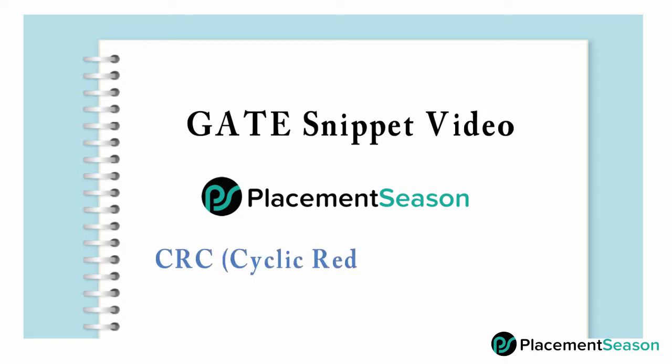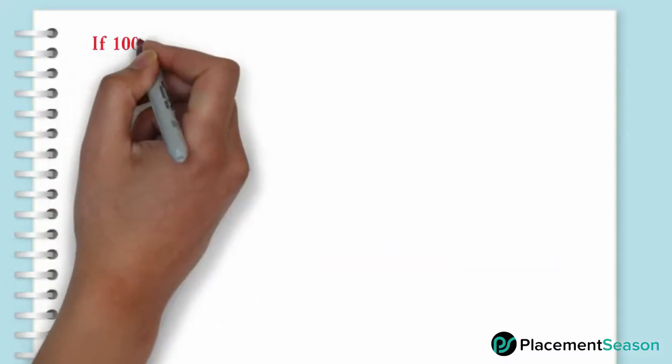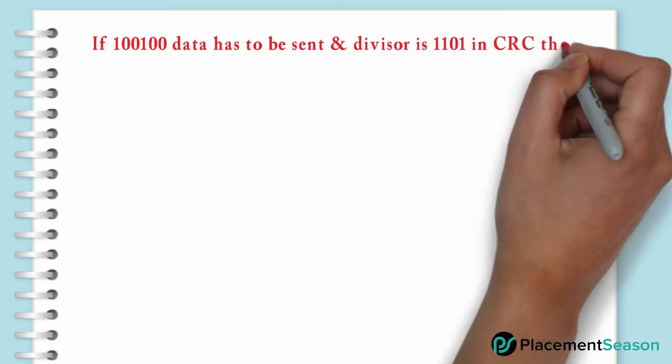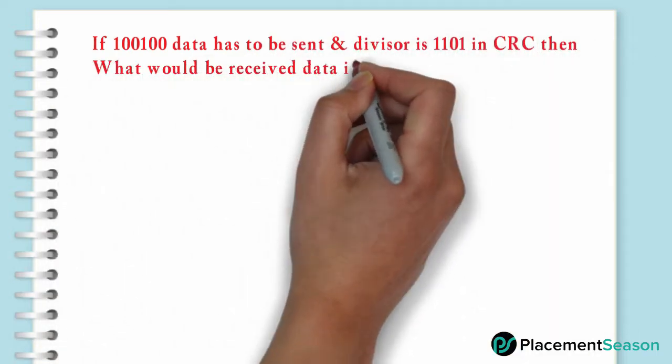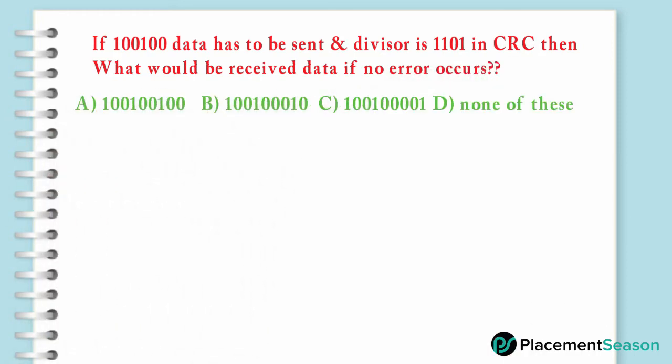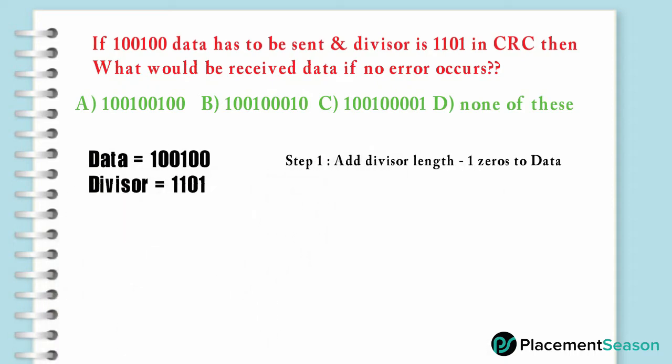Today we will solve a problem on CRC. The question will be like: if 100100 data has to be sent, and the divisor is 1101 in CRC, then what would be the received data if no error occurs? For solving these types of questions, follow some steps.